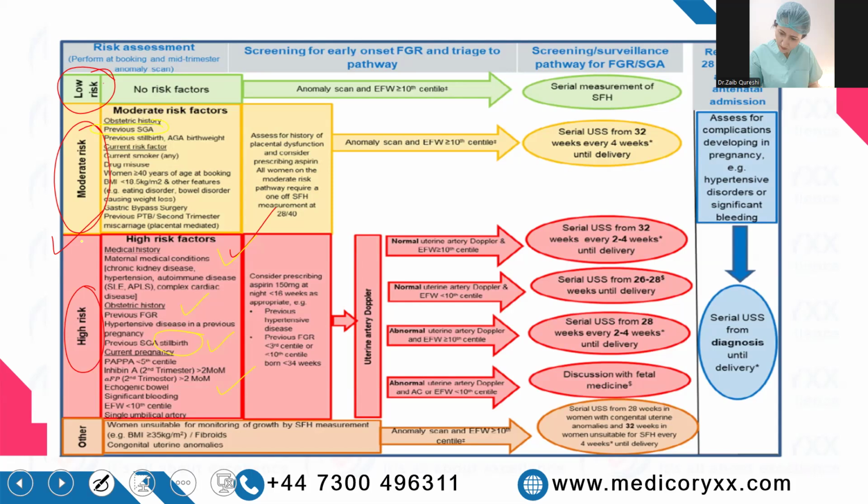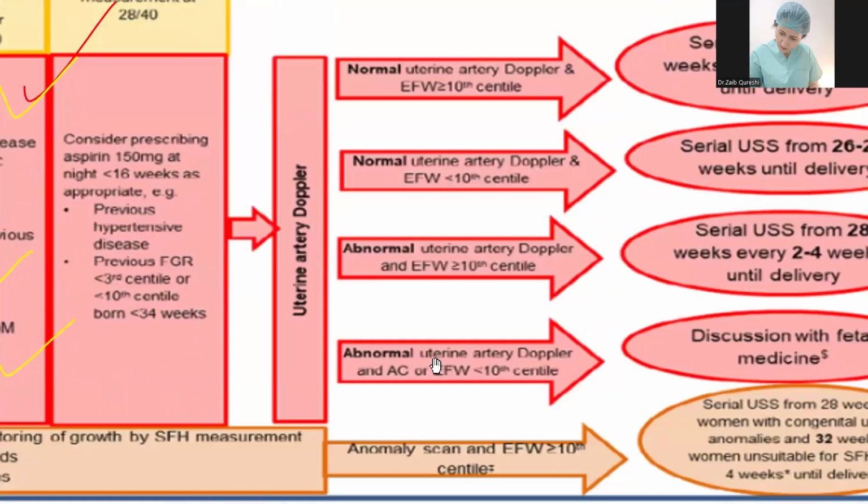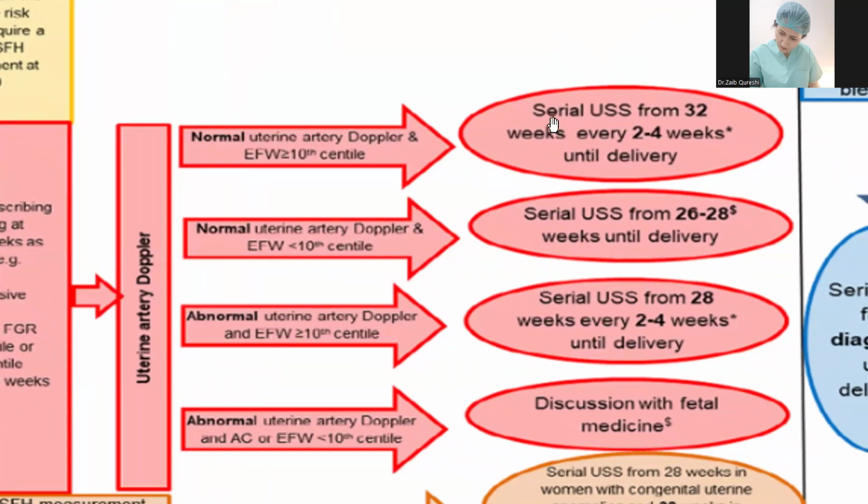So what will you do? Like we have said earlier, we will do screening. We will start screening with the uterine artery Doppler. If the uterine artery Doppler is normal and the estimated fetal weight is normal as well, how are you going to carry the pregnancy forward? You will do a serial scan from 32 weeks every 2 to 4 weeks until delivery. Write it down so you will never forget. So we have got 4 conditions in the high risk category.